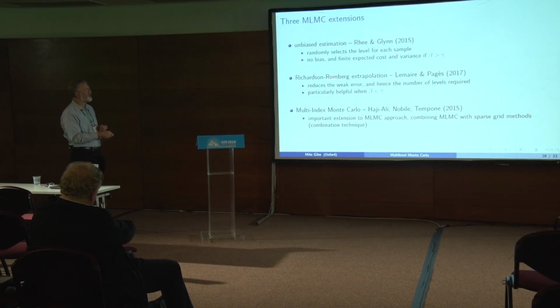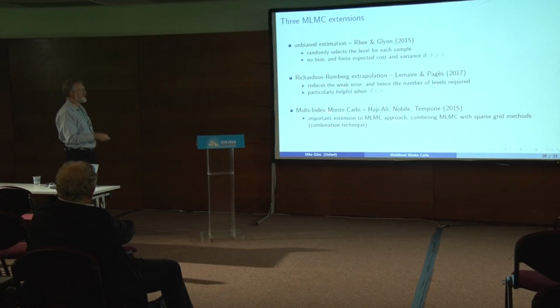And so that's interesting. This work by Lemaire and Pagès is particularly helpful when beta is less than gamma. It does a Richardson-Romberg extrapolation in order to reduce the number of levels that have to be simulated. Essentially, it's trying to improve the weak order of convergence, so you don't have to go to quite so fine a level of resolution. And that's very helpful in these cases.